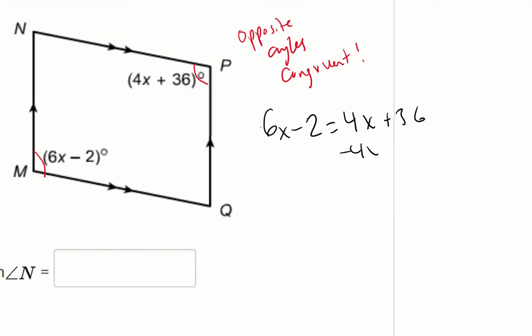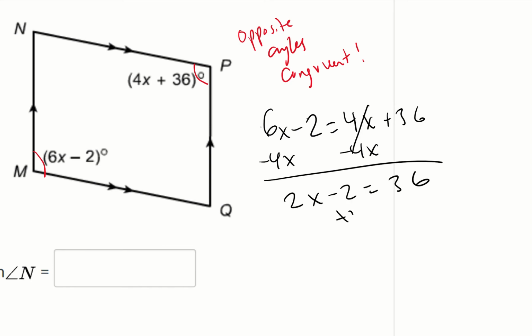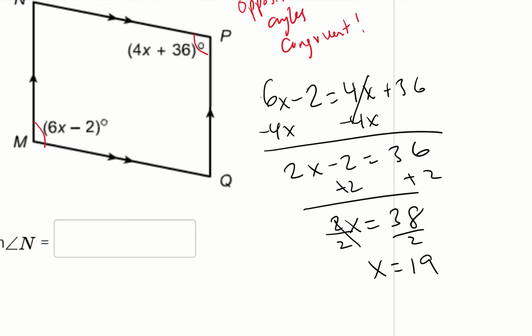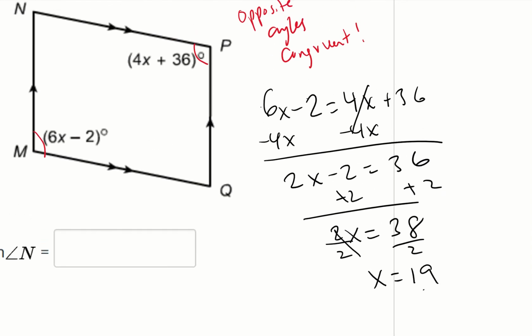So we subtract 4x on both sides. We get 2x minus 2 equals 36. We'll add 2 to both sides. 2x equals 38. Then divide by 2. And x is 19. So we know what x is. And we can plug it in. Let's plug it in here and figure out what m is.